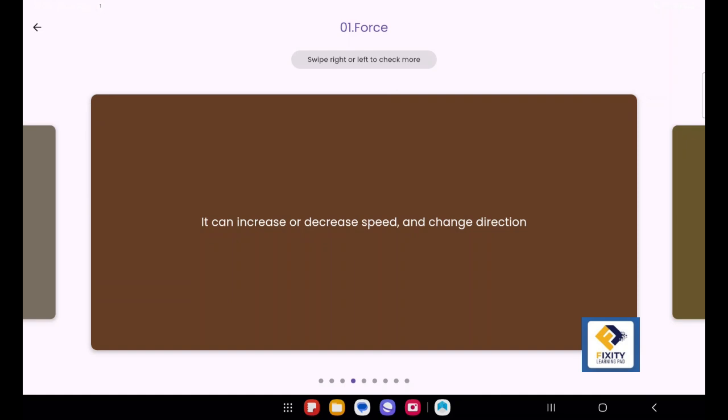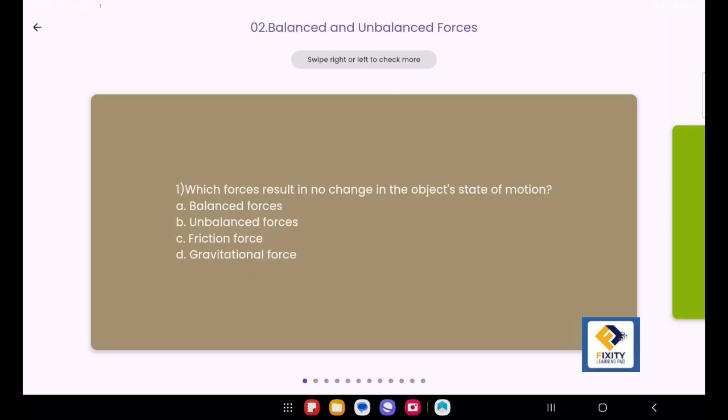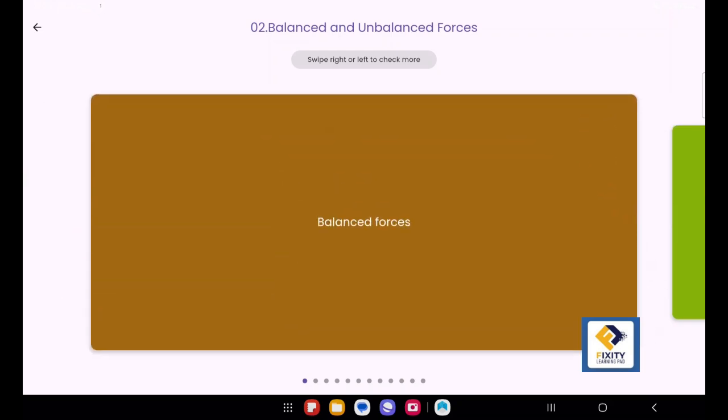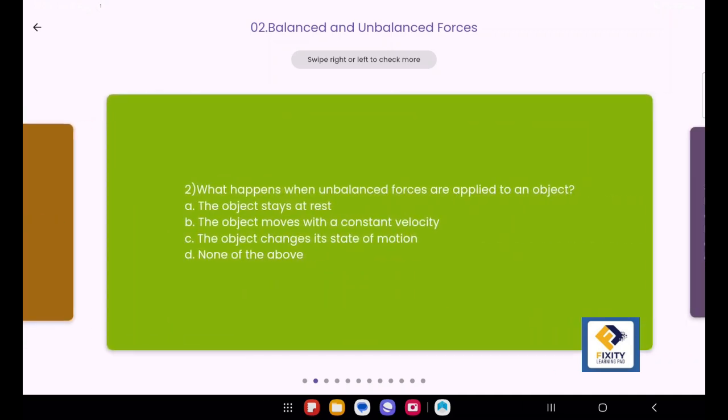Right, students? Now, let us have some questions regarding balanced and unbalanced forces. Which forces result in no change in the object's state of motion? Just now, 2 minutes back, we discussed. It is balanced forces, because balanced forces cancel each other out. Whatever state of motion or rest was there in the beginning of the object, it will remain exactly the same.